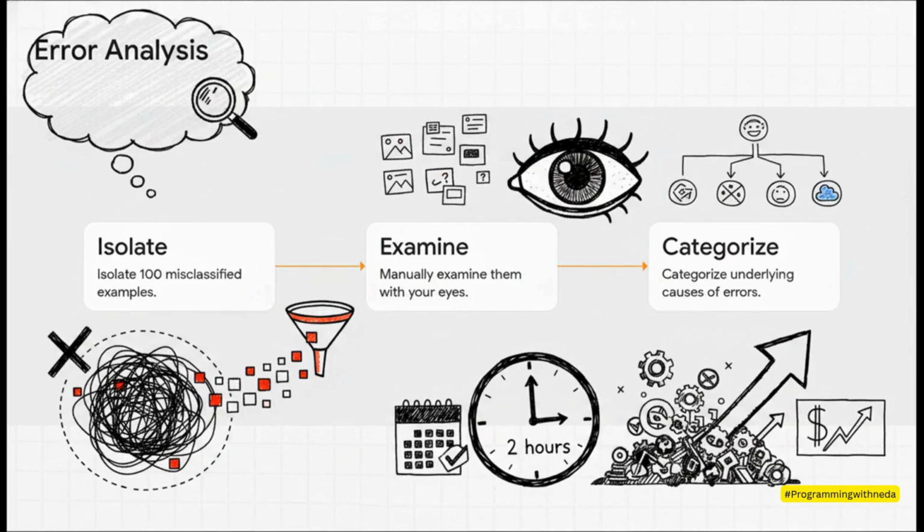Step 1. Isolate 100 misclassified examples straight from your dev set. Step 2. Manually examine them with your own eyes. Literally, look at the actual images. Step 3. Categorize the underlying causes of those errors.